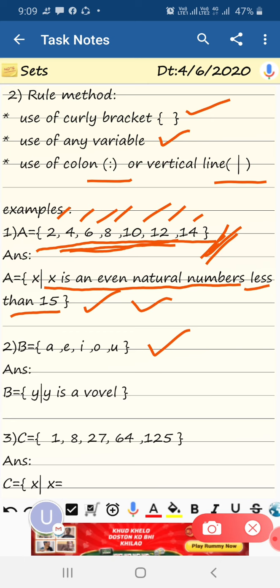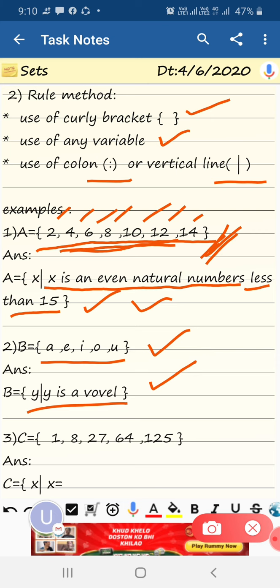Got it? Now see another example. Here it is given A, E, I, O, U, and we know very well what these are: nothing but the vowels in the English alphabet. So the same we can write: use first the curly bracket, then y is a vowel. Simple.